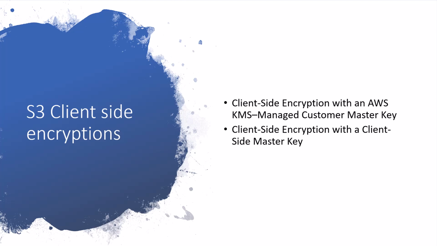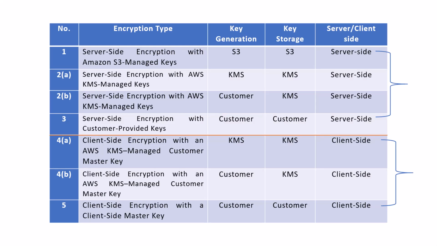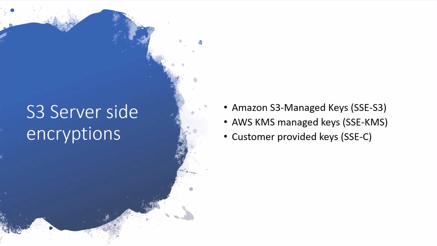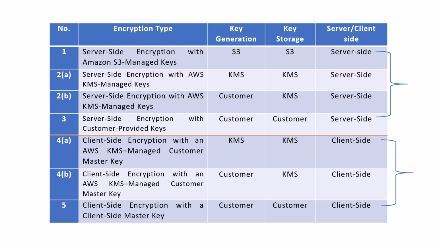So what exactly is the difference between these two? I have consolidated it into one page here, and now you can understand. The upper part, above the orange line, is the server-side encryption, and below that is the client-side encryption. For server-side encryption, I already said to just remember S3, KMS, and C, and we are going to cover that here.